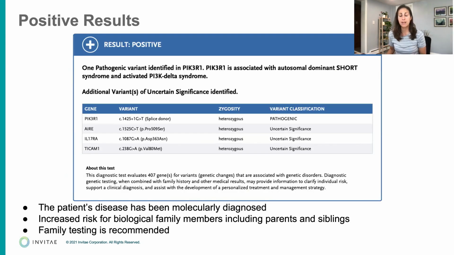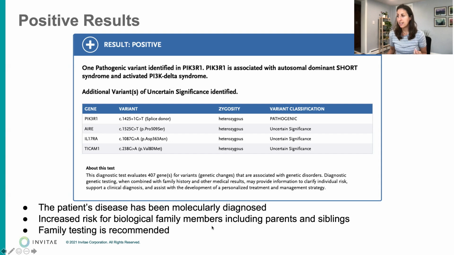So here's some examples of what a report could look like. This is an example of a positive report. We'll often say that it's positive, meaning we believe this to be diagnostic. We found the cause of the disease in the individual we were testing. We may state if there's increased risk to biological family members and if maybe others should consider also being tested.